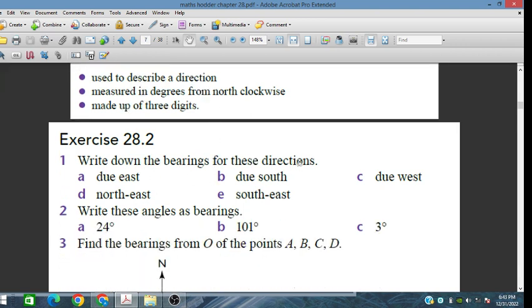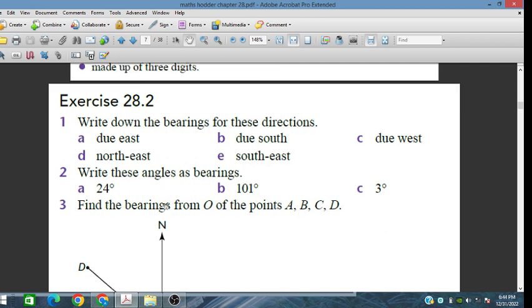Write down the bearing of these directions: due east, due south, due west, north and southeast. So we'll show this.